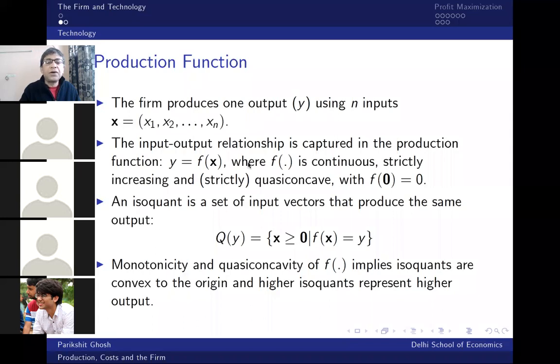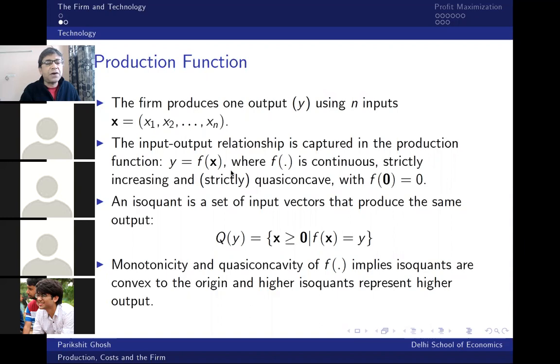So the production function. The starting point will be what is called the production function. It's a relationship between inputs and output. So for every input vector, the production function f tells you how much output will be produced. We'll assume that f is continuous, strictly increasing. Of course, if you have more inputs, you can't produce less output. And strictly quasi-concave. So like the utility function, our production function is quasi-concave. With f(0) equal to 0. No inputs means no output.